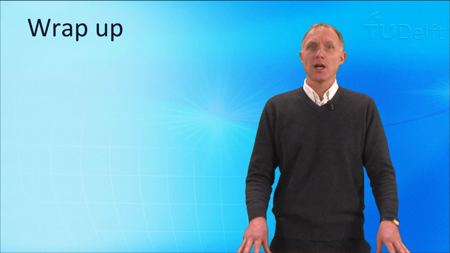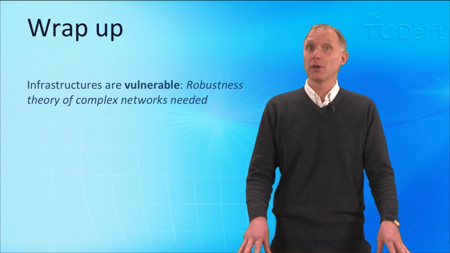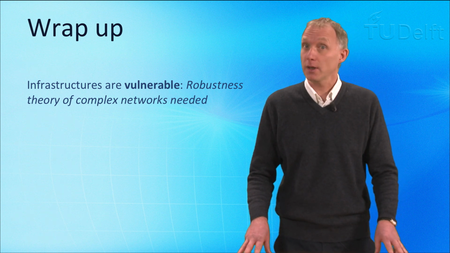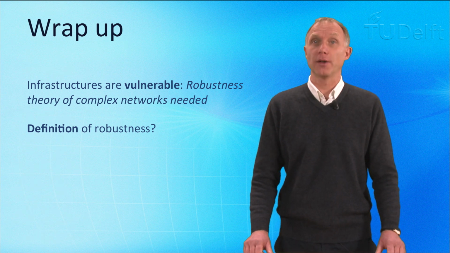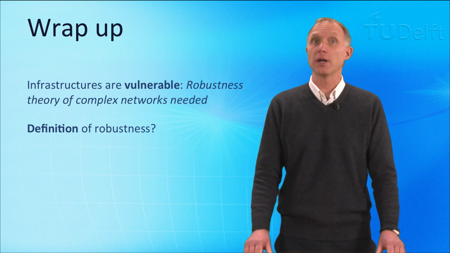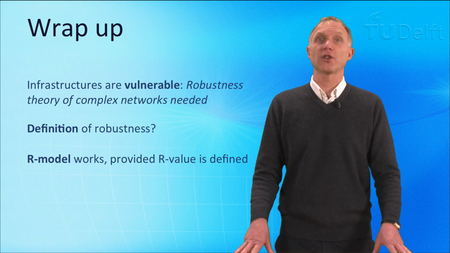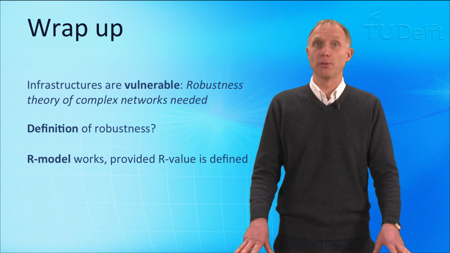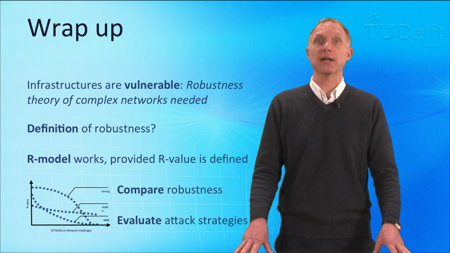To summarize, we have shown that infrastructures are vulnerable and that the robustness theory of complex networks is needed. But an overall accepted definition of network robustness does not exist yet. However, the R model works, provided a network robustness value, the R value, is defined. A network is robust against challenges, such as random failure or attacks. Network robustness envelopes allow us to compare the robustness of different networks and the impact of an attack strategy.